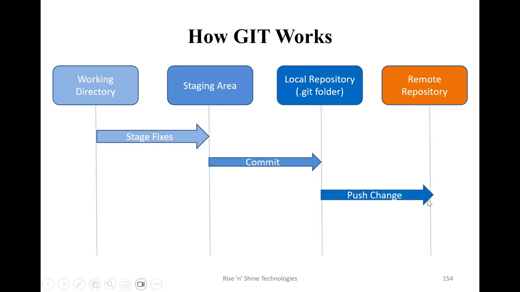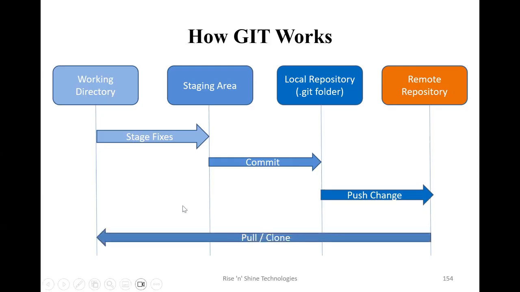After pushing, other developers, if they need it, need to do a git pull. Or if at the first time they don't have any reference to this remote repository, what do they need to do? The other developer needs to clone it. First time, clone it. From the second time onwards, update it. That is a pull.